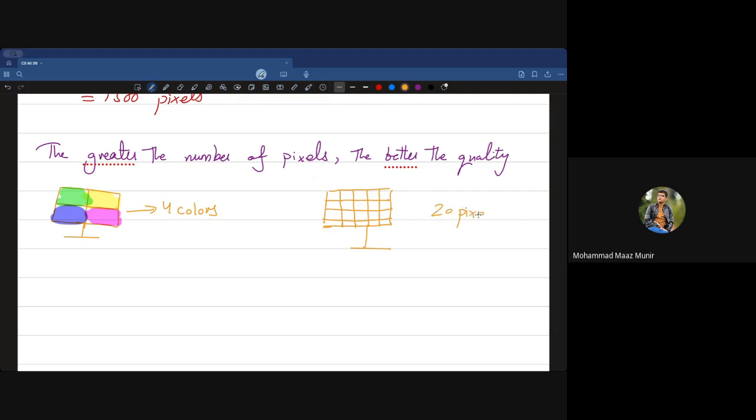Now when I have a 20 pixel screen, I can have even more colors. I can have a blue up here, then a green up here, a yellow up here, a pink up here, and I can repeat it. Maybe I can add red up here and all the other colors. And so in a scenario like this, I can represent way more colors, right? So the higher the number of pixels I have, the greater the quality. Why? Because I can represent more colors.